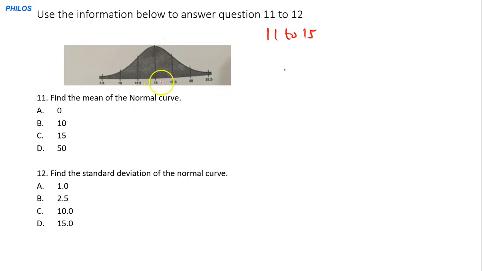The middle value is 15. So the line that divides the curve into 2 equal parts, the score over there is 15. So that is the mean. Okay, so the answer is C.